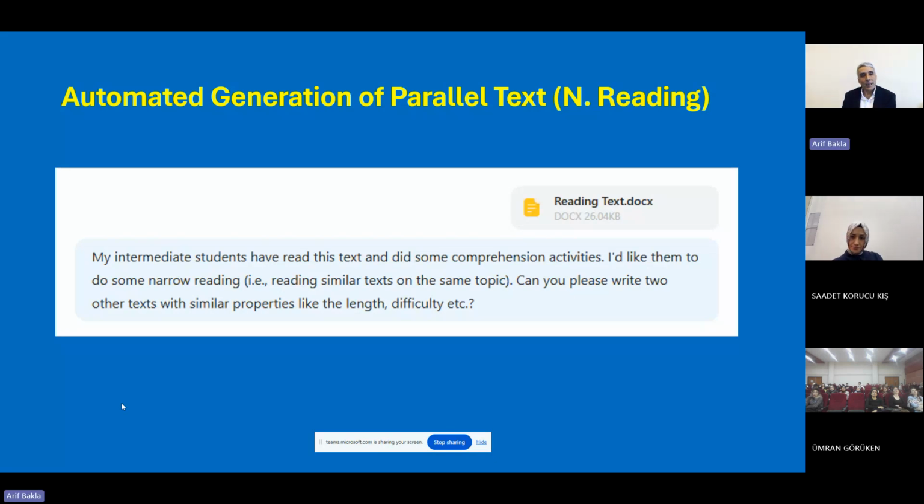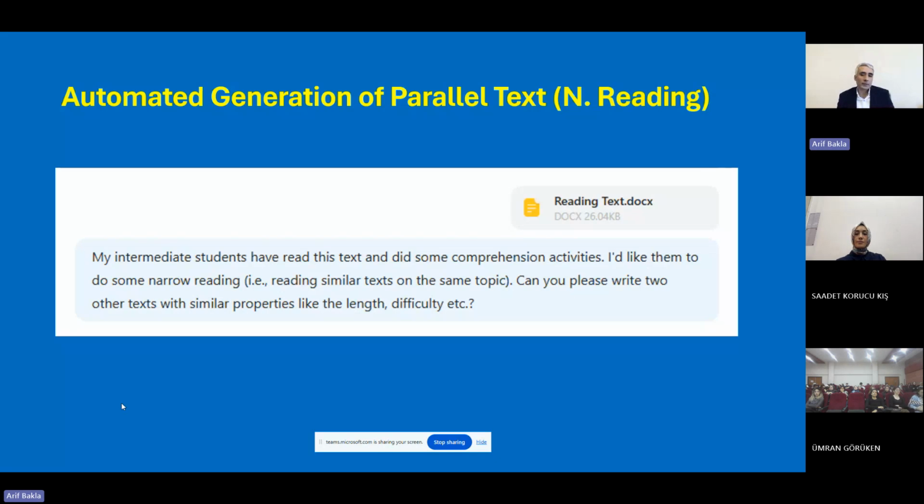And then automated generation of parallel text. Now, we have the term narrow reading. Narrow reading means students read similar texts on the same topic. This is, again, intended for increasing their familiarity with the topic, exposing them to similar vocabulary items, increasing the frequency of those vocabulary items, and so on. This is a very good strategy that I sometimes use.